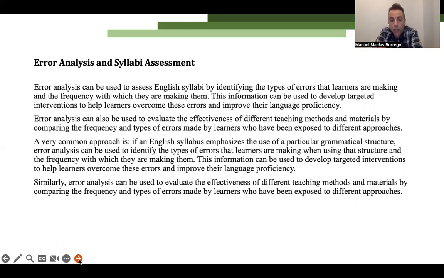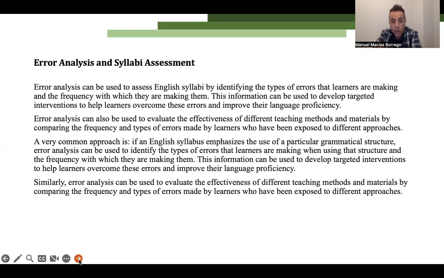A very common case is when an English syllabus emphasizes the use of a particular grammatical structure, let's say conditional sentences or tenses. Error analysis can be used to identify the types of errors that learners are making when using that structure and the frequency with which they are making them. This information can be used to develop targeted interventions to help learners overcome those errors and improve their language proficiency.